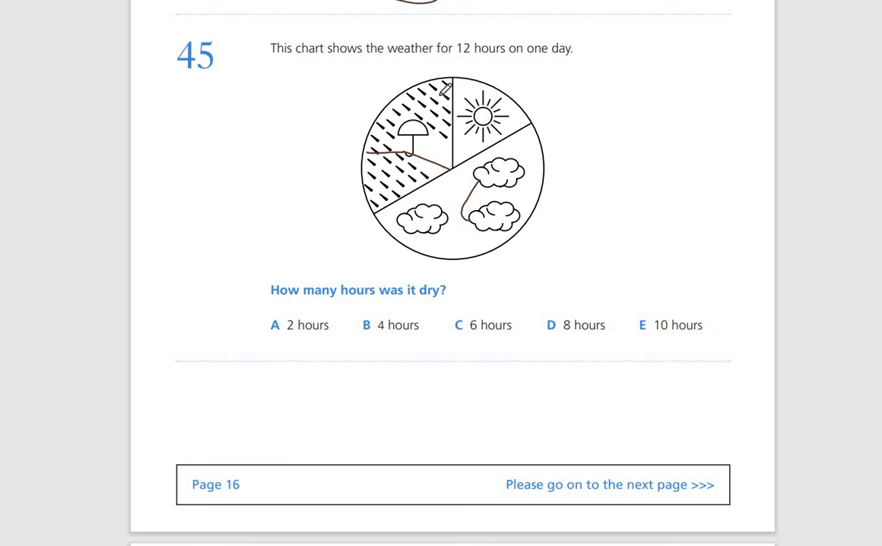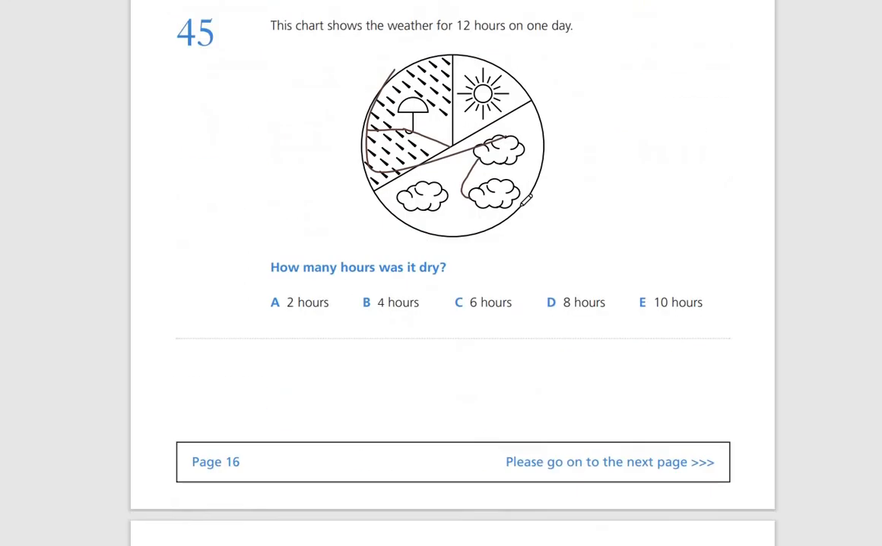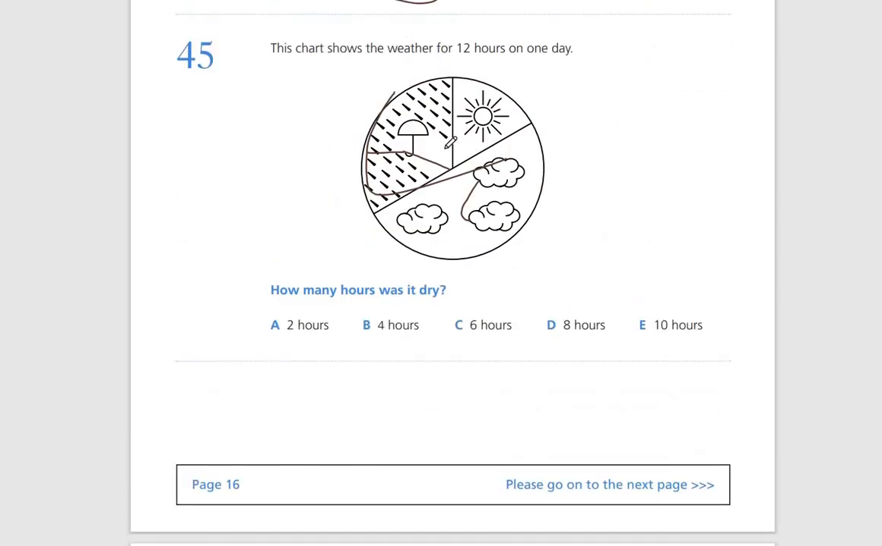This half side is 6, and divided by 3 would be 2. So then we've got 6, and we add the other 2, giving us 8. Wait, the whole is 12. This is divided by 3, and there's only 1 sunny, giving us 8 hours which is dry, which is D. So 45 is D.